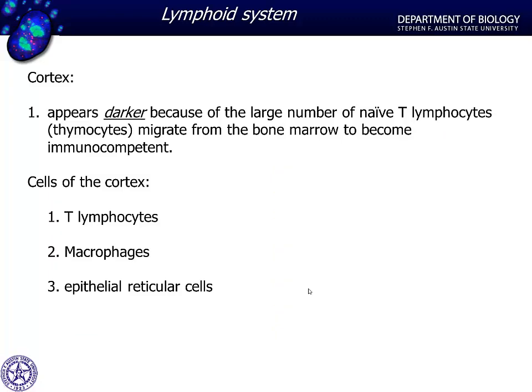So as I mentioned earlier, the cortex appears darker because of the tremendous number of T lymphocytes that have migrated into this area. Now, these cells are going to be thymocytes. They're immunocompetent, and once they mature, then we're going to call them T lymphocytes. So in the cortex, we have the thymocytes, or T lymphocytes, macrophages, and then our organizing and protective epithelial reticular cells.